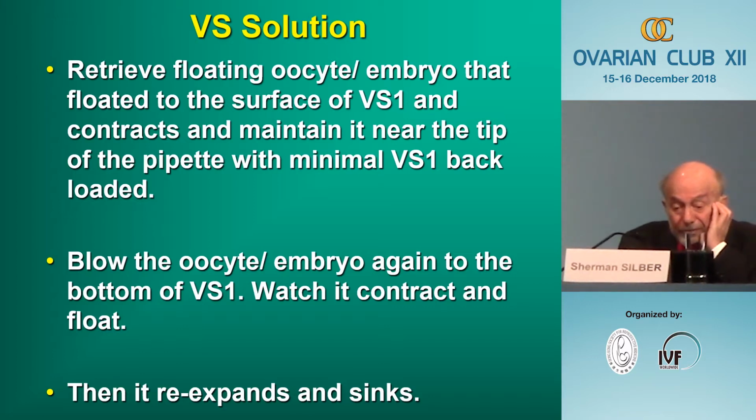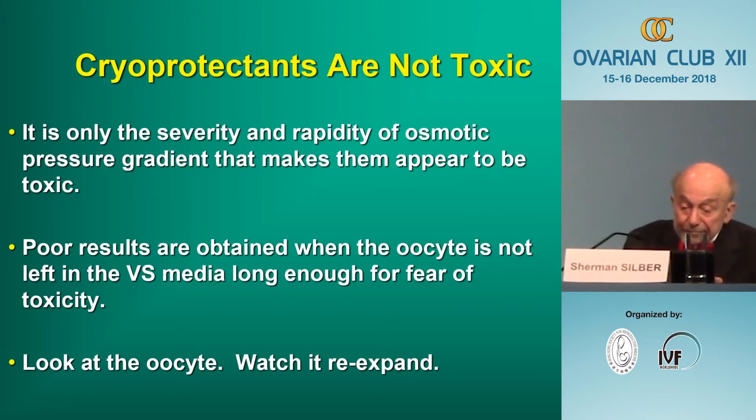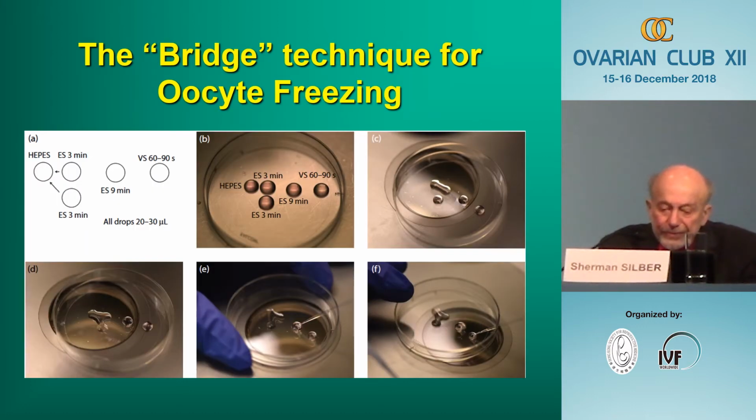With the vitrification solution, we retrieve the floating oocyte that floated to the surface and contracts, and maintain it near the tip of the pipette and blow it again and again to the bottom and watch it contract and then float, and then it re-expands and sinks. And that's an important observation. I've already said that the cryoprotectants are not toxic. You just have to be very careful about osmotic shifts.